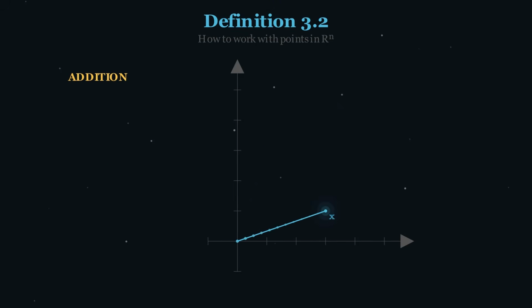Addition. To add 2 points, you just add them coordinate by coordinate. x plus y equals x1 plus y1, x2 plus y2, and so on up to xn plus yn. It's like if you walk 3 steps east and 5 steps north, and then your friend walks 2 steps east and 1 step north, together you've gone 5 steps east and 6 steps north. You just add each direction separately.